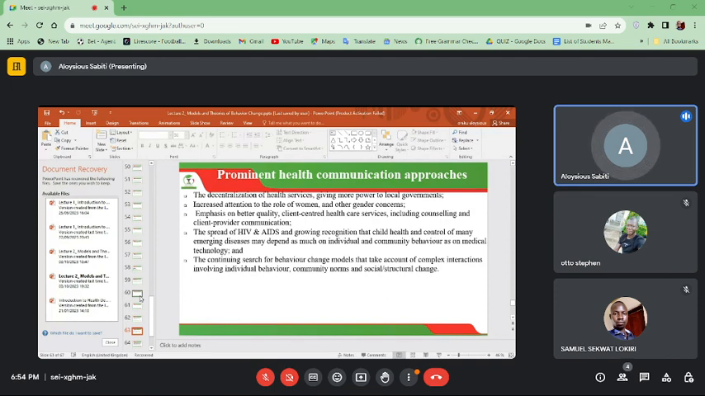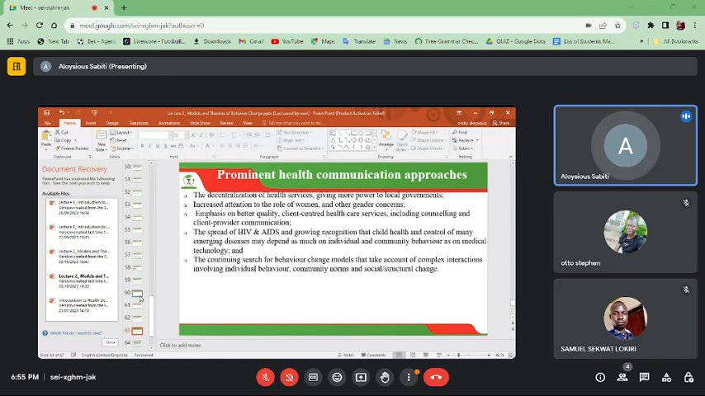For example, you're able to offer the woman all the information, and then they are able to make a choice on the particular method they would want to use. Healthcare services, including counseling and client-provider communication, are some of the key reasons why communication has become an eminent part of health system delivery. So, meaning you have to have a better quality of how you interact with your client, how you treat your client as a service provider yourself.